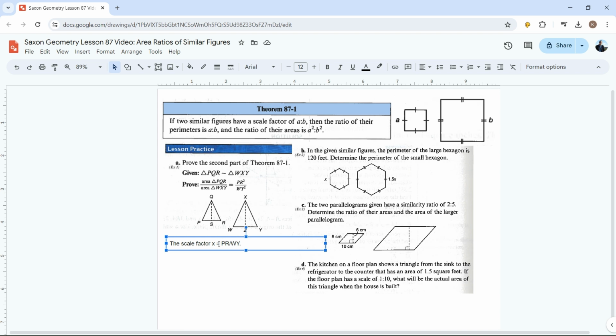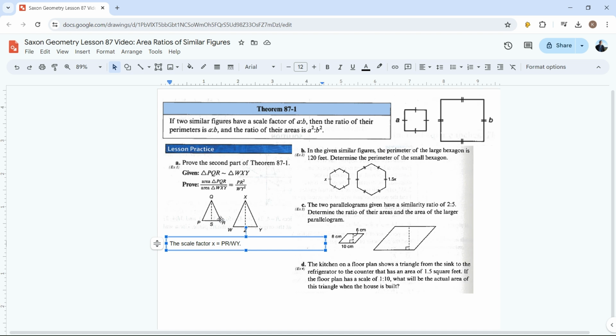We're going to say that that scale factor, by the definition of a scale factor, is PR over WY. And the only reason I'm using PR over WY instead of WY over PR is because that's what I'm trying to prove in terms of PR over WY. So the scale factor is PR over WY. Now, the next thing that I'm going to do here is I need to calculate the areas of these triangles. And to find the area, I need to take 1/2 the base times the altitude. But I haven't established that these altitudes are similar.